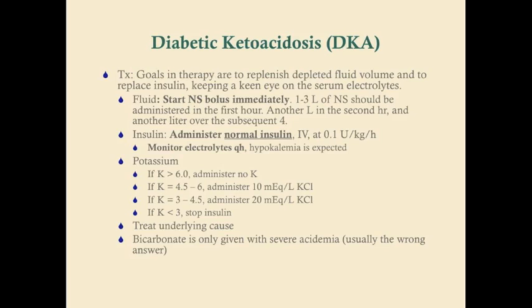You'll want to start a normal saline bolus immediately. As soon as you see a patient that looks volume depleted, you're going to want to give a normal saline bolus. And you should actually give up to 3 liters of normal saline in the first hour. So at least 1, but as many as 3 liters of normal saline in the first hour. So you're going to be using wide bores here. Another liter should be given in the second hour, and then another liter can be given over the subsequent 4. So you're going to be giving up to 5 liters of normal saline.